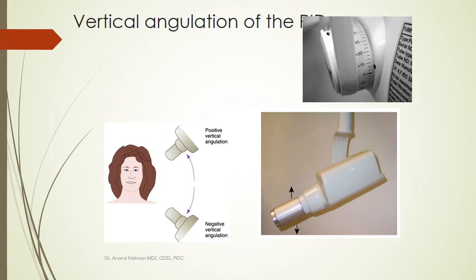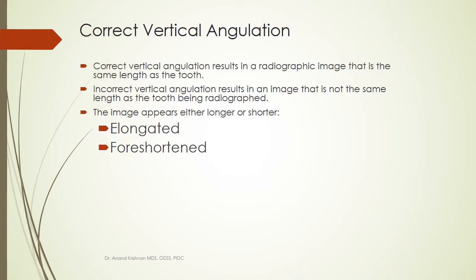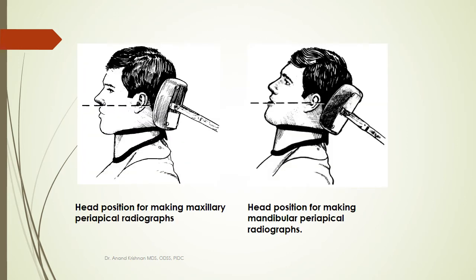Over here where it is attached, you can see these graduations. These graduations are very important, because based on these graduations we are going to be taking this X-ray. A correct vertical angulation results in a radiographic image with the same length of the tooth. Incorrect vertical angulation results in an image that is not the same length. Either the tooth will be elongated or it will be shortened.